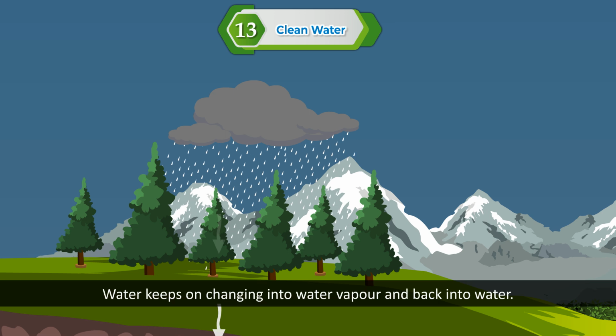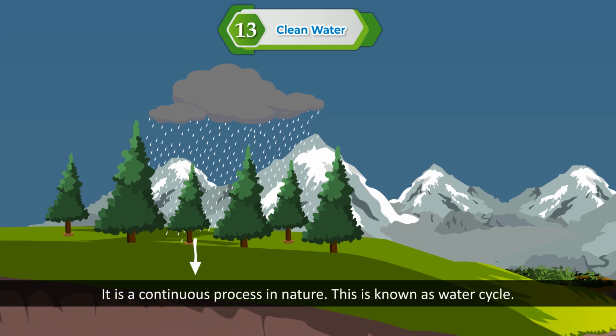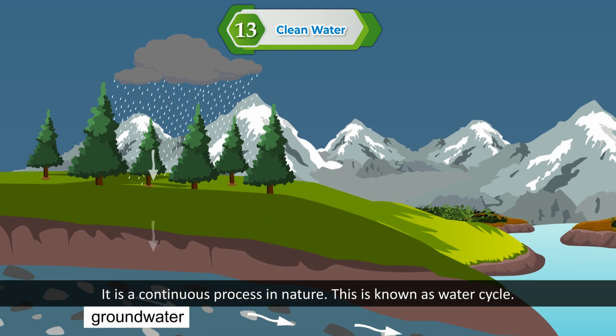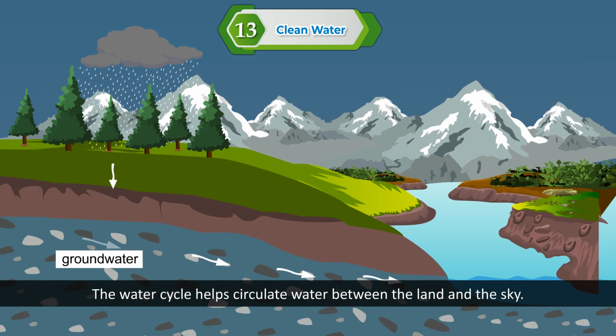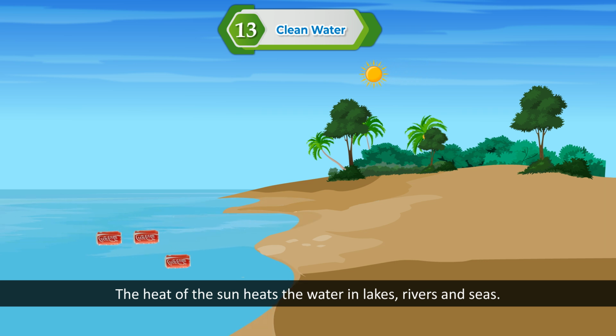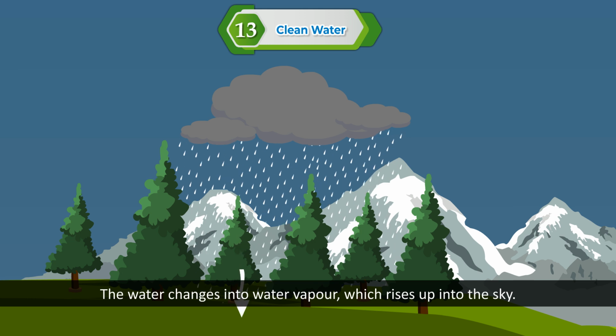Water cycle. Water keeps on changing into water vapor and back into water. It is a continuous process in nature. This is known as water cycle. The water cycle helps circulate water between the land and the sky. The heat of the sun heats the water in lakes, rivers, and seas. The water changes into water vapor, which rises up into the sky.